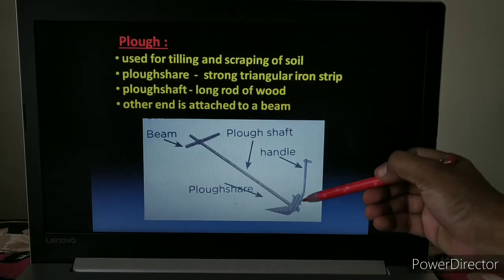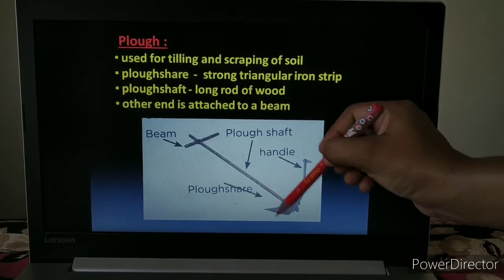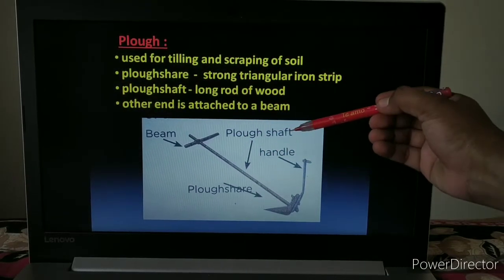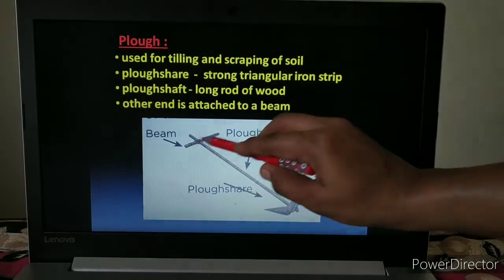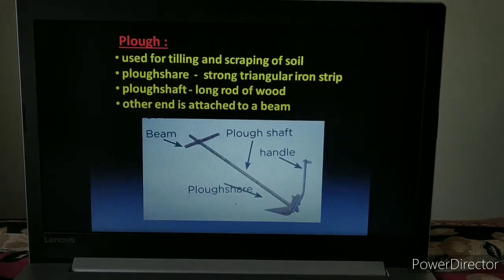So here this triangular strip is called plowshare, this long rod which is made of wood is called plow shaft, and this beam is kept on the neck of the bull. So this way it is used.